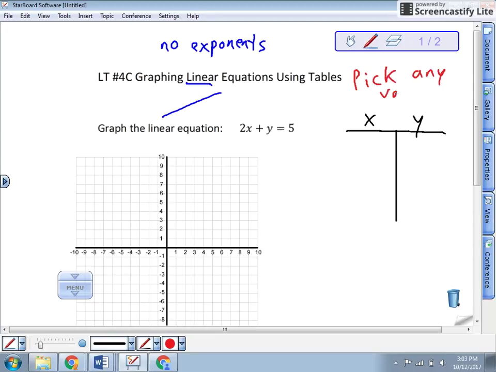Pick any values. Now, I like to pick all for one side or the other, all x or all y, and I like to use small numbers that are easy to manipulate. So for this first example, I'm going to use -1, 0, and 1 for x. Now, how do we come up with our y value? Well, we're going to substitute these in for wherever we see an x.